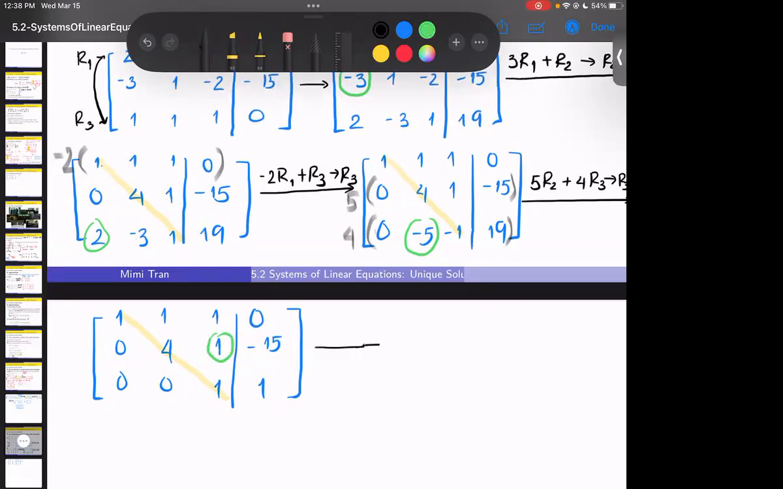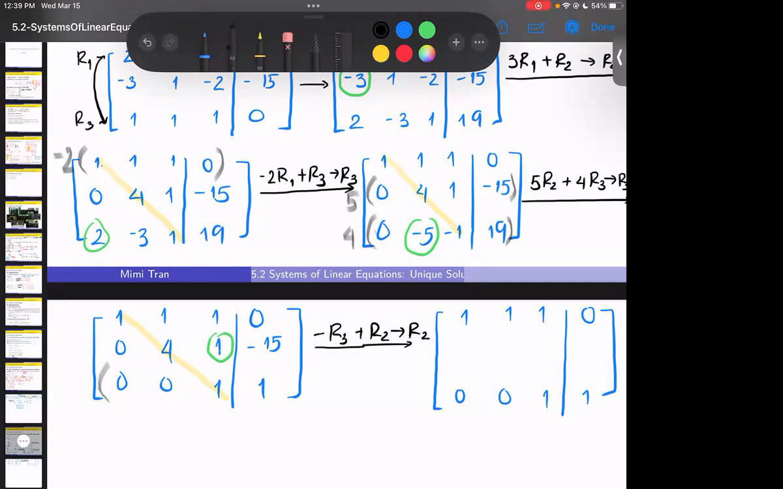So I'm going to take -1 times row 3, add to row 2. I got new row 2. I write the one that stayed the same. 0, good. This does not change either. This does not change. What change is this? 0. So 0 here. -1 times 0 is 0. Plus 4 is still 4. -1 plus 1, 0. -1 plus -15, -16. It's kind of get easier.